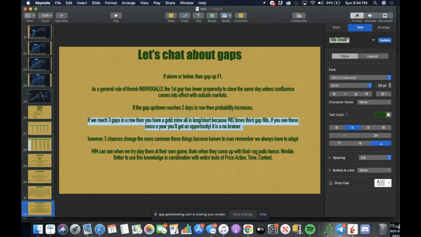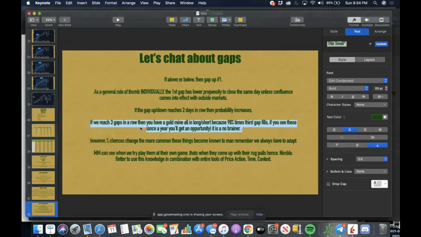If we reach three gaps in a row, obviously the second gap increases our probability. So a second gap is something that you can fade cautiously. You always fade the second gap cautiously using price action, time and influence. When you get the third gap, you are looking at confident trades, because the third gap will likely fill. There's a very, very high percentage that these gaps will fill.